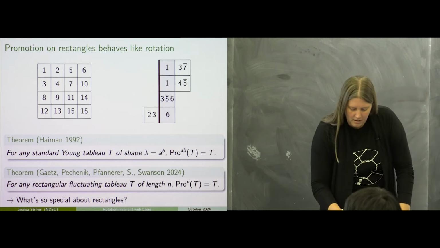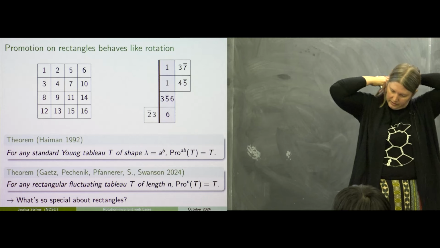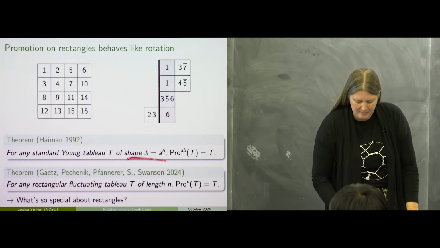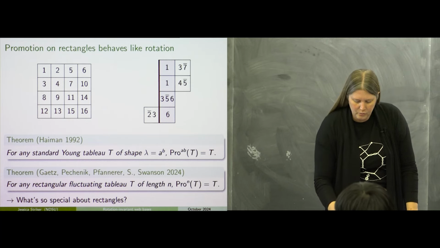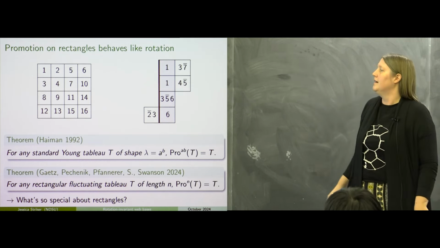Okay, and then over here, this is something that we proved recently because we had to make up this new set of tableau, but it's basically the same kind of proof as this one. Here you would have to do promotion 7 times because the numbers go up to 7 to be guaranteed to get back to the tableau that you started with. Okay, so that's what these 2 theorems say: you do promotion that number of times and you will get back to the tableau you started with.